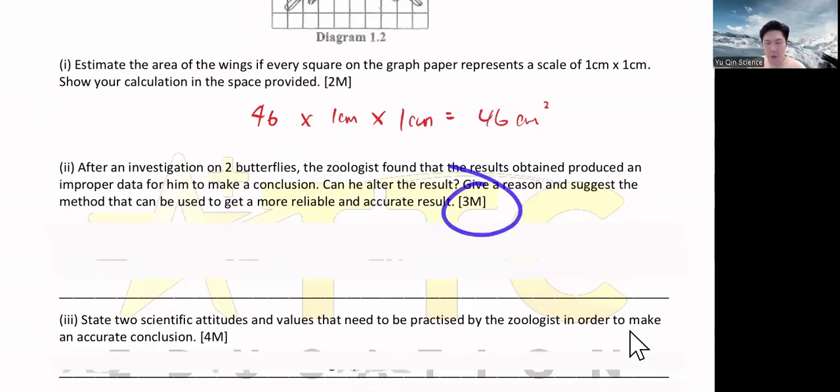So, when you see questions like that, 2 marks, 3 marks, number 1, you all need to break down the question. So please follow my steps and please do this for the rest of the questions in your exam. Break down the question as in, you need to know what you need to answer. Number 1, I need to answer, can he alter the result? Number 2, what's the reason that he should or should not? And number 3, what is the better method?